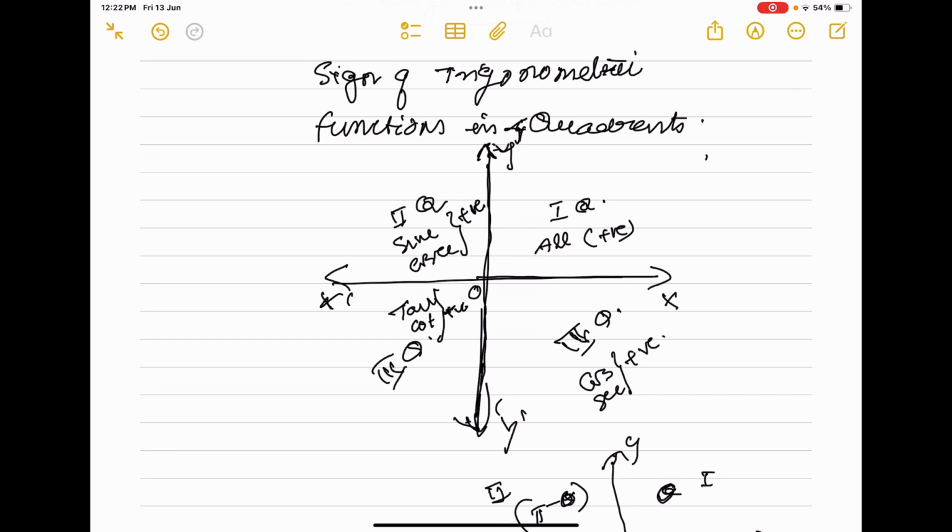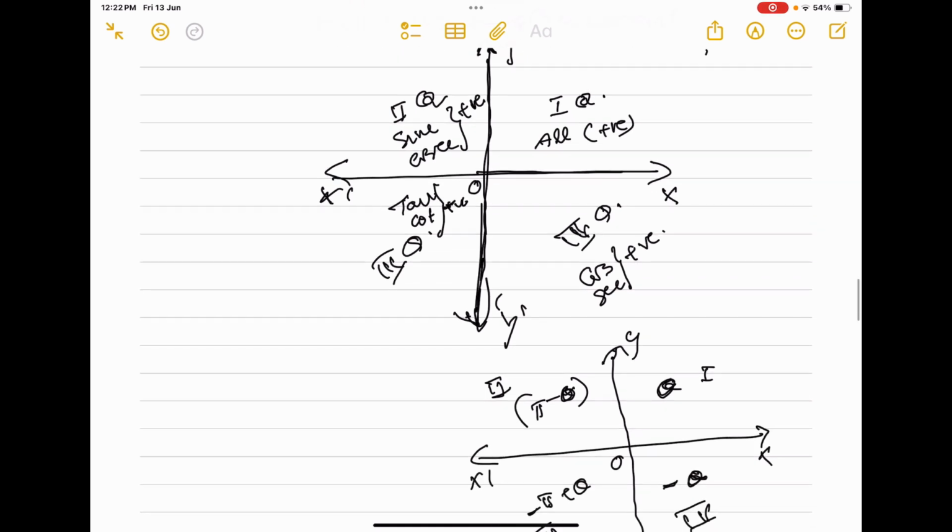We can draw the x-axis and y-axis, then first quadrant, second quadrant, third quadrant, fourth quadrant. In the first quadrant, all trigonometric functions are positive. In the second quadrant, sine and cosec are positive and all other functions are negative. In the third quadrant, tan and cot are positive and all other functions are negative. In the fourth quadrant, cos and sec are positive and all other functions are negative.